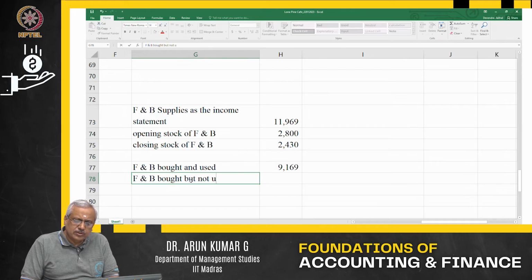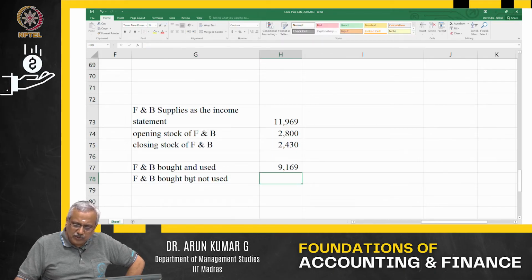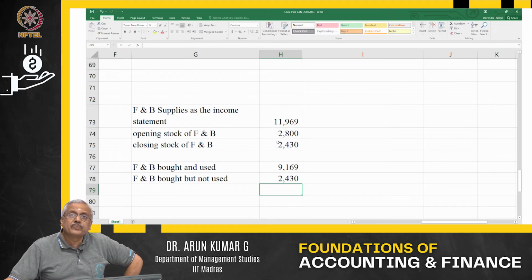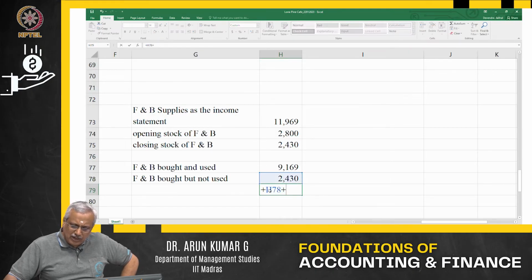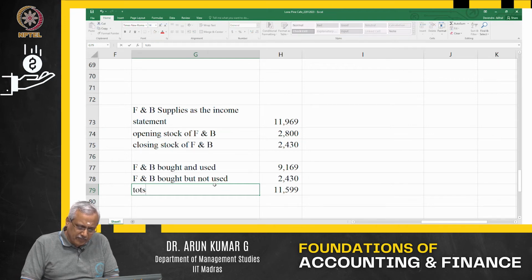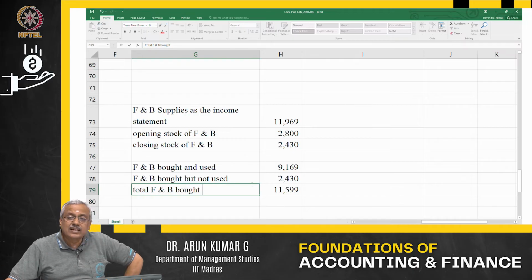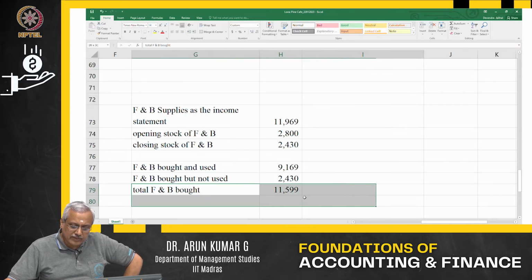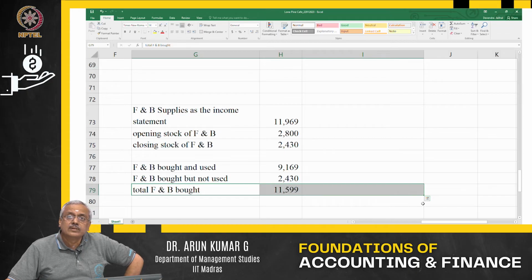Now F&B bought but not used. Not used means what? Not used means that is basically there in the closing stock for you. It is not utilized. So what is the total F&B bought? Total F&B bought is 11,599. Beautiful. How much is the cash you have paid?